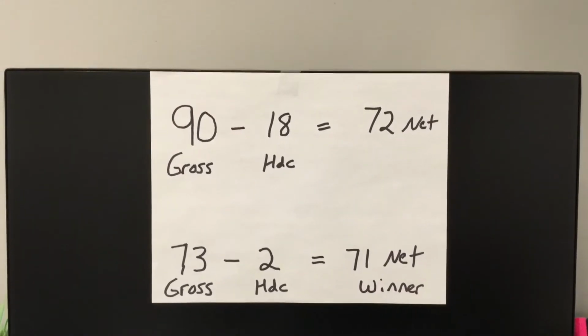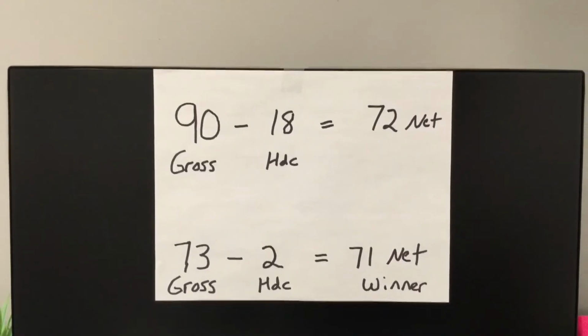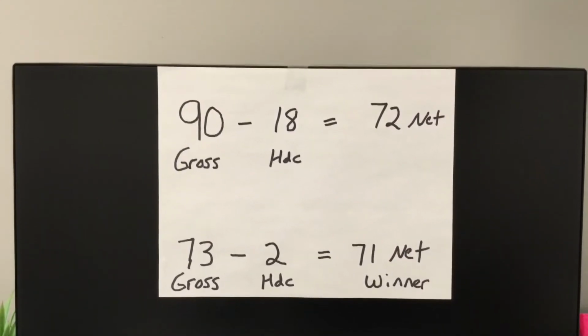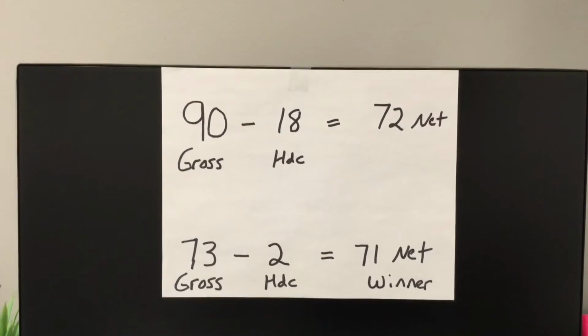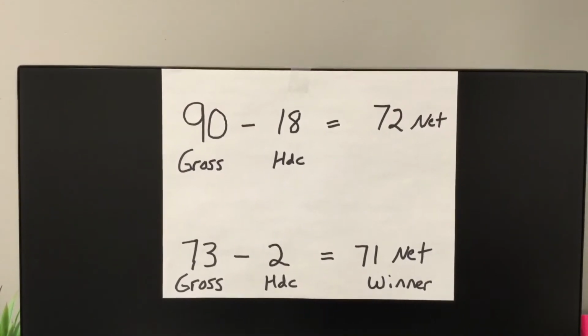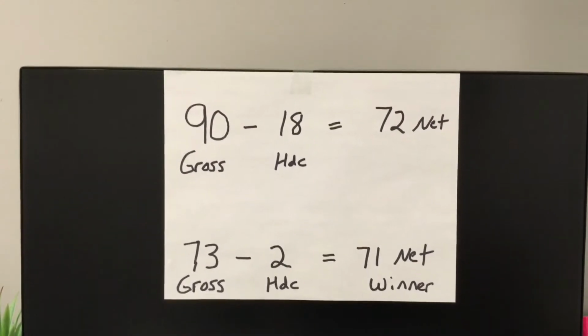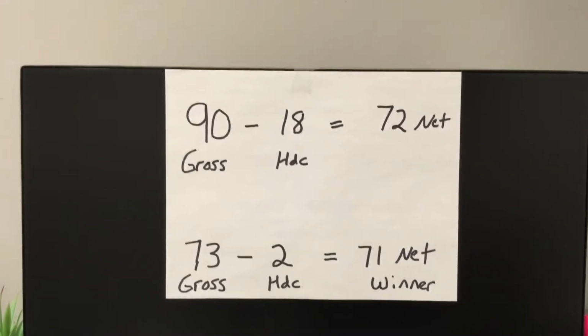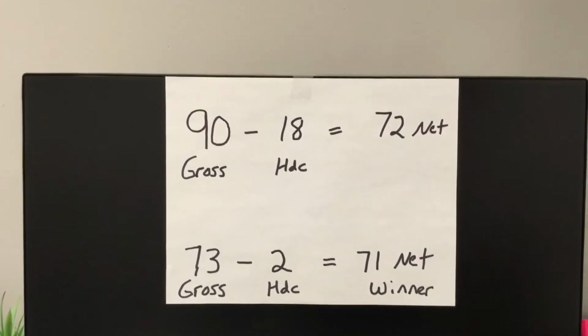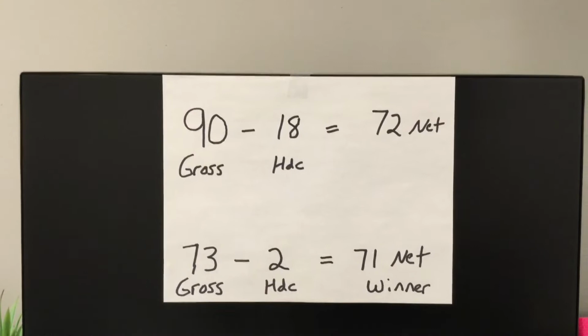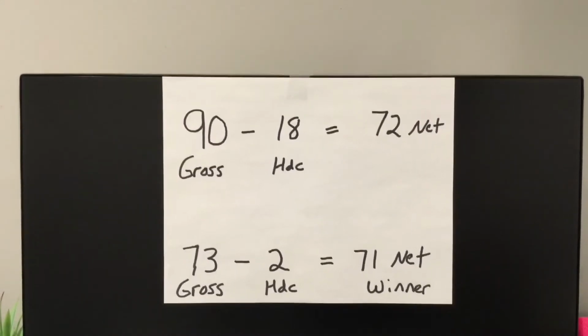On the bottom, the better player shot a 73, and their handicap is a 2. So on that day, they actually happen to be the net winner because they shot a 71. But oftentimes what will happen is the higher handicapper on that day will actually play better than the lower handicapper, and they'll win the net trophy.